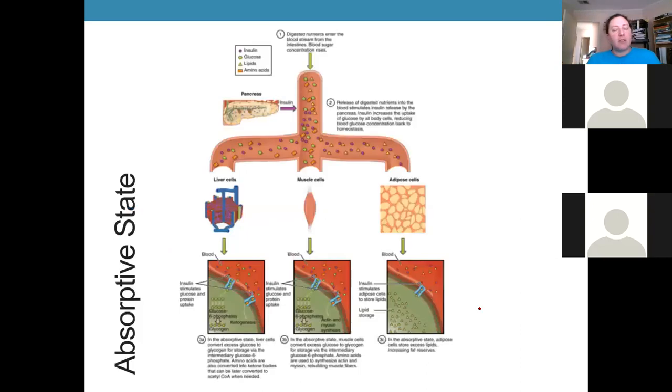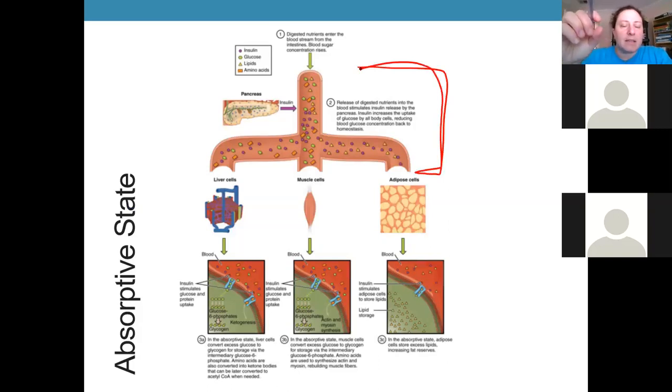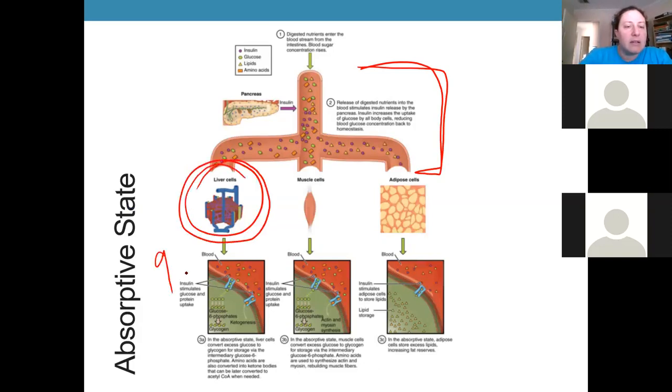So we have this nice flow chart that kind of shows that. So because it's fed state, we have nutrients being absorbed from the intestine, which is up here, into the blood. And so when the liver is taking all of that in, it's going to be making a lot of glycogen.